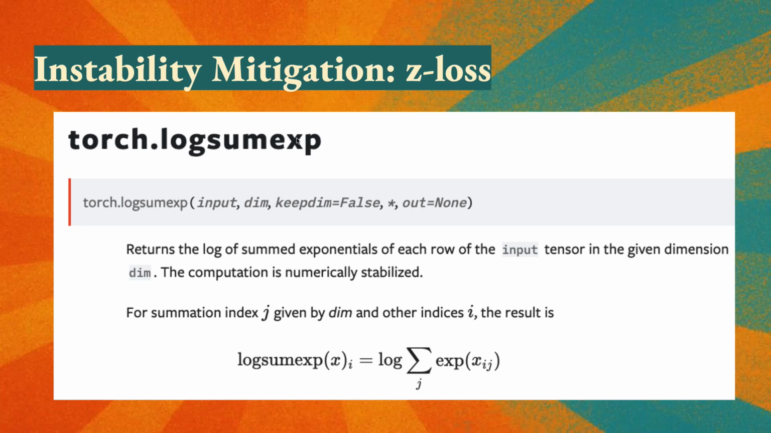Here's what logsumexp looks like in the PyTorch docs. So we have an input x. We calculate the exponent of each value of x in that row. We sum it across the row, and we take the log. So it returns the log of summed exponentials of each row of the input tensor in the given dimension.